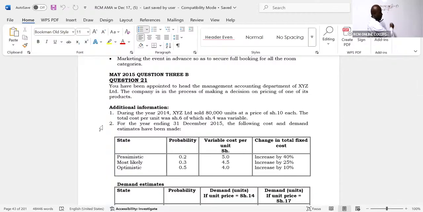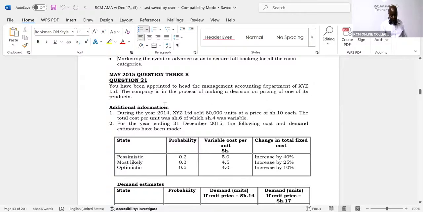Now, ladies and gentlemen, we are told here, you have been appointed to head the management accounting department of XYZ. So in this case you think like a head of department. You're not just anybody, and we must get this question right because we are heading departments. The company is in the process of making a decision on pricing of one of its products.